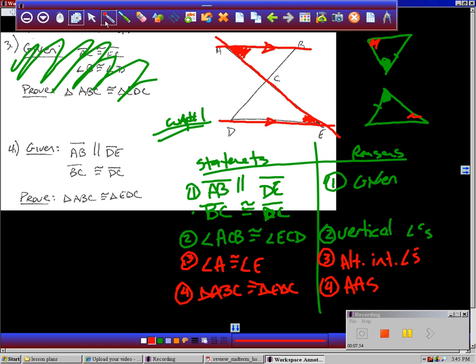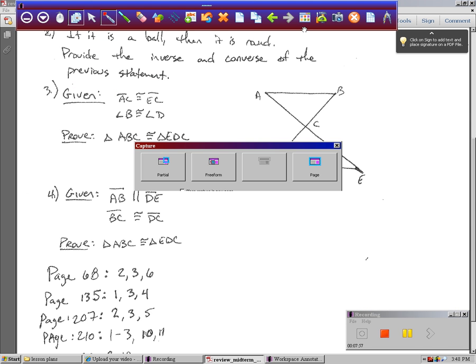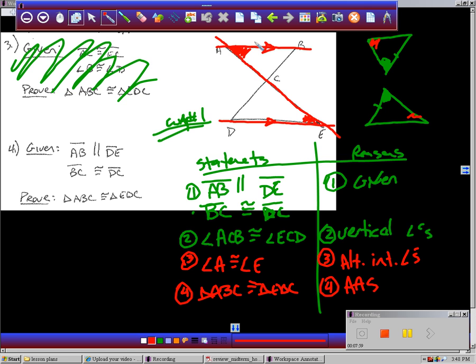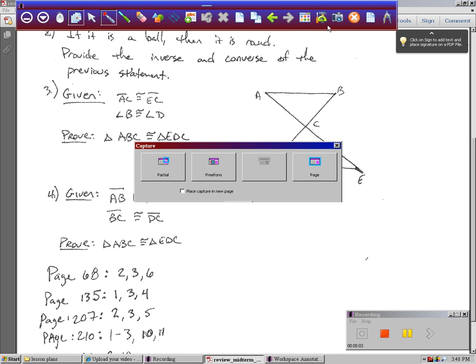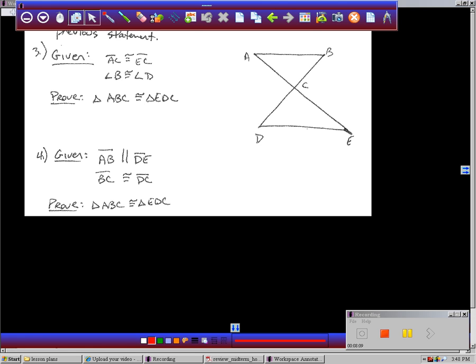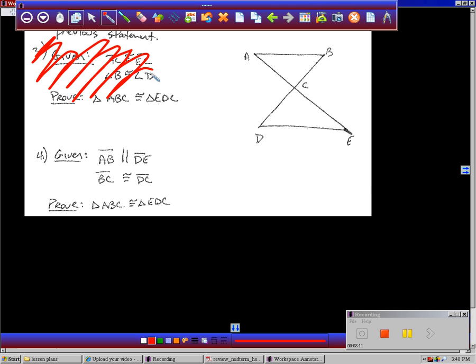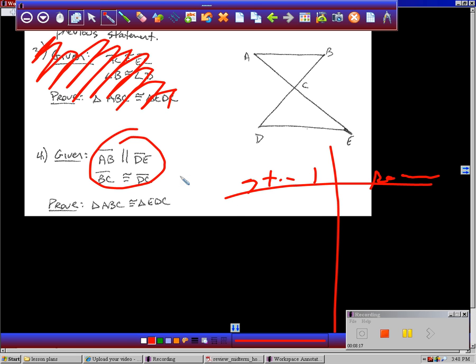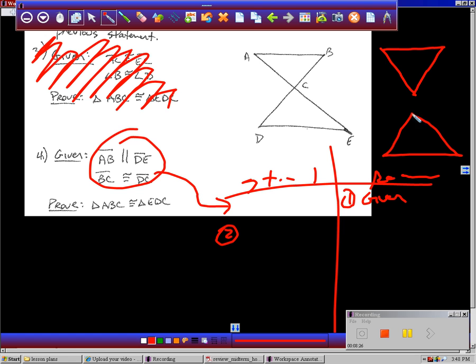Way number two. Let's go back and cut the drawing out again. Place a new page. Problem number three. Statements, reasons. I'm going to put 1 is given. Now, number two. If I separate those two triangles, I know that BC is congruent to DC. So I know that these are congruent, and I know that those are parallel.